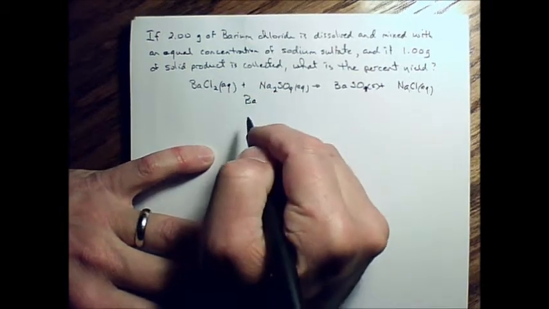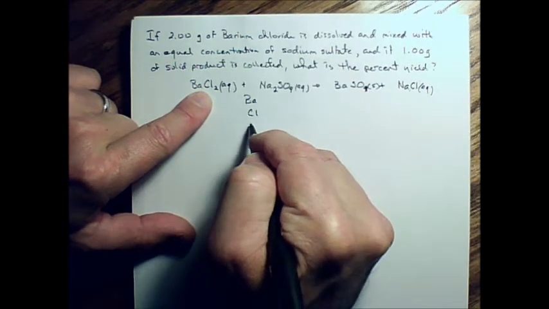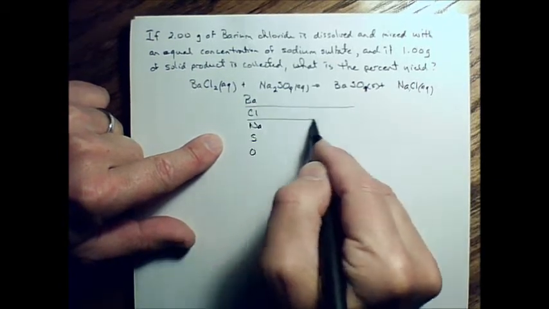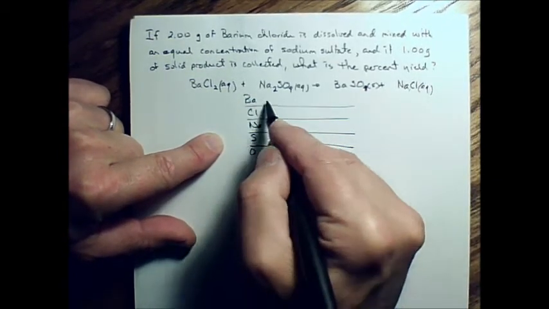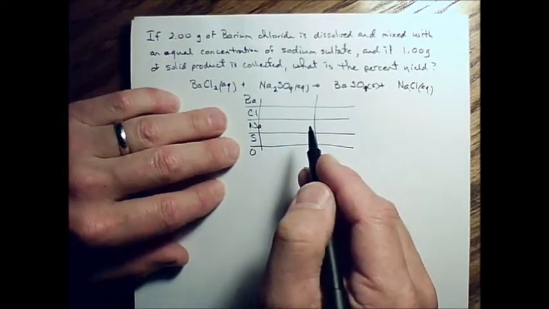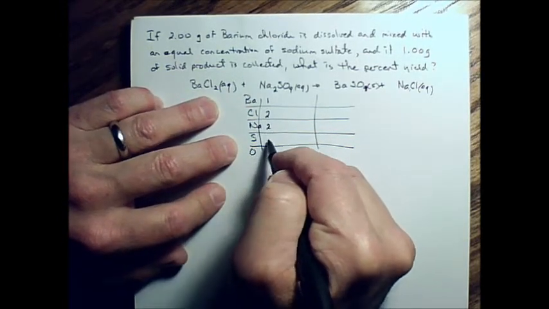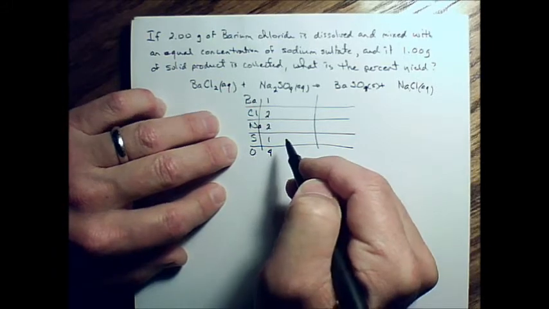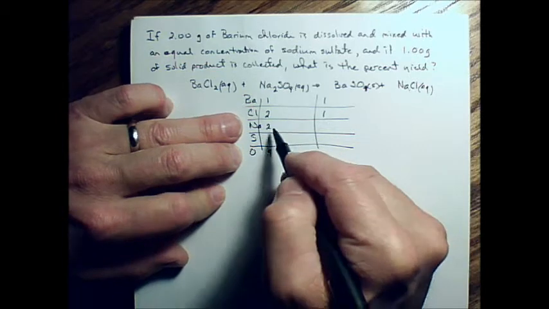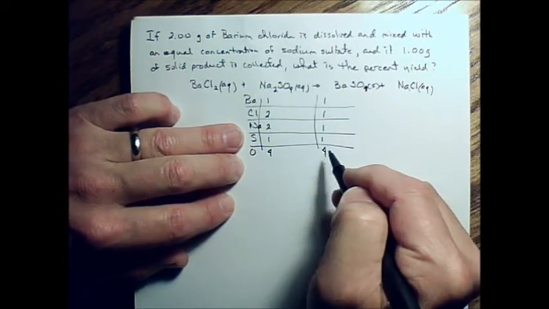So we're going to now list all of our elements in an atom inventory. Ba, Cl, Na, S, and O. And we're going to make this sort of grid or spreadsheet here, and we're going to count all of the elements we have. 1 barium, 2 chlorines, 2 sodiums, 1 sulfur, 4 oxygens. Over on this side, I have 1 barium, 1 chlorine, 1 sodium, 1 sulfur, 4 oxygens.